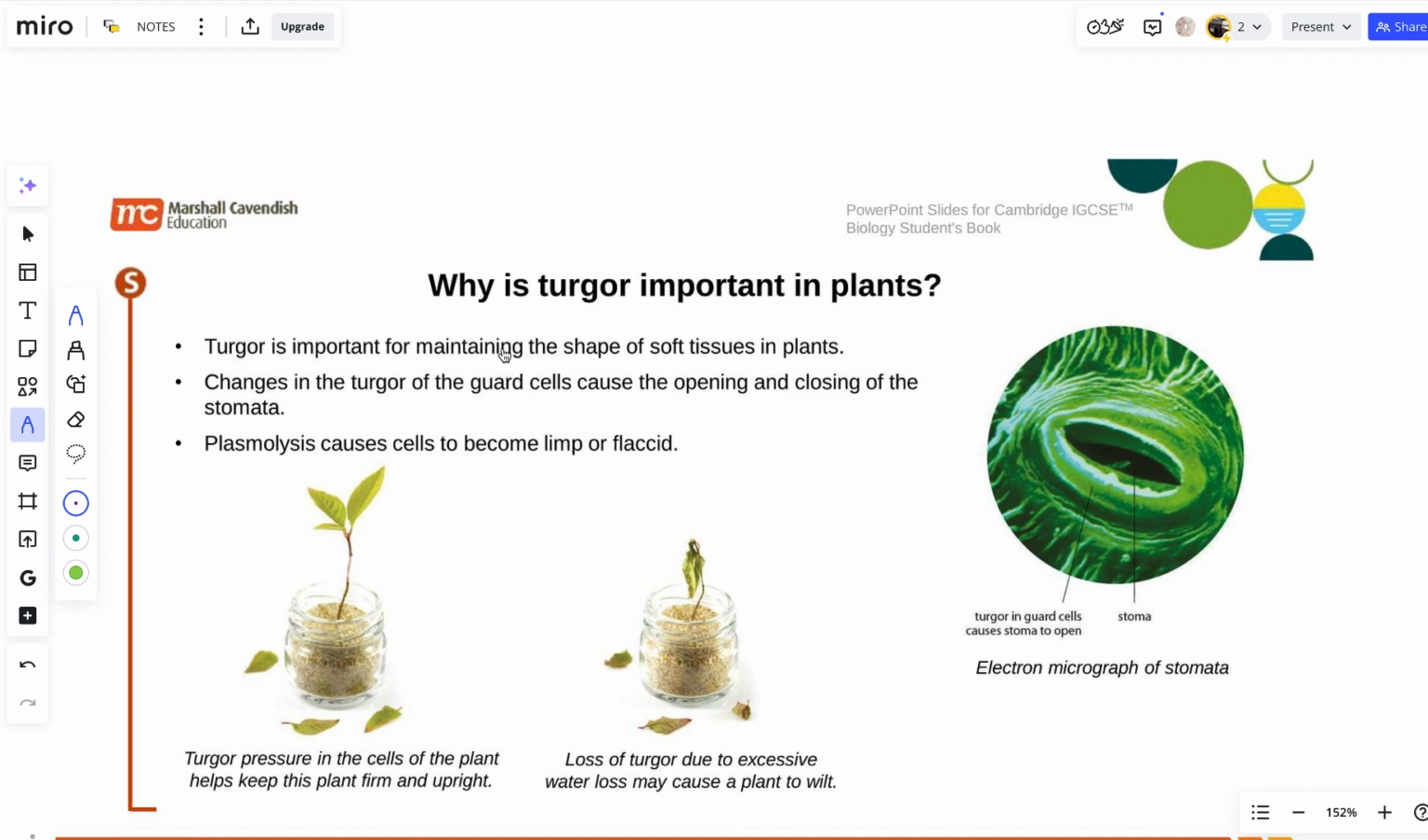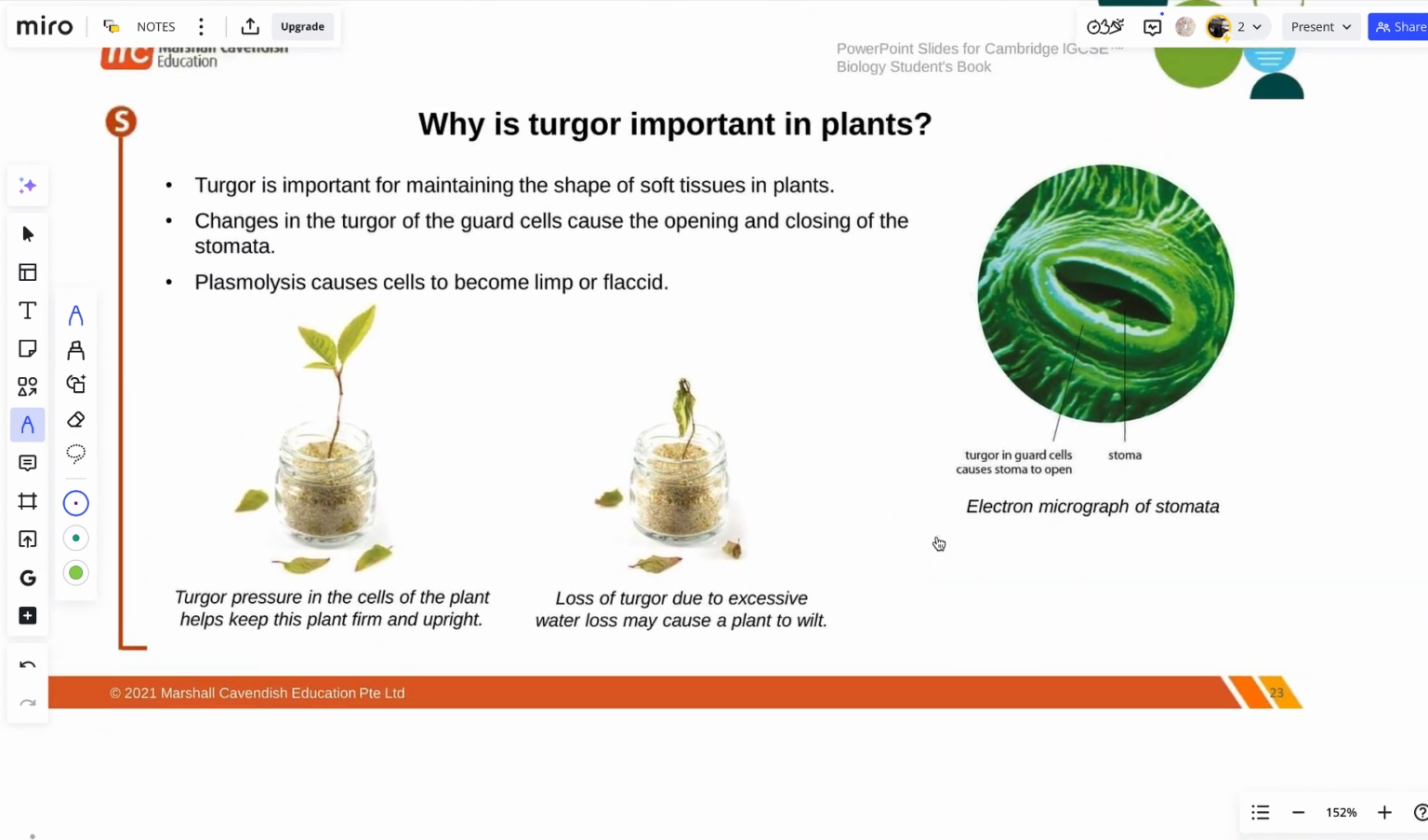Changes in the turgor of the guard cells cause the opening and closing of the stomata. Now this is an electron microscope image of a stoma, how it looks. You can see the hole. In the electron microscope, see where gases diffuse into the cell, in and out of the cell.